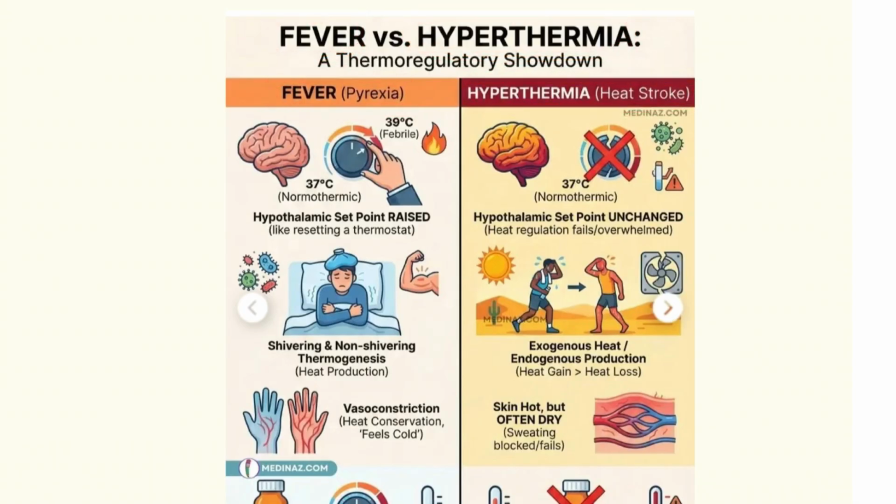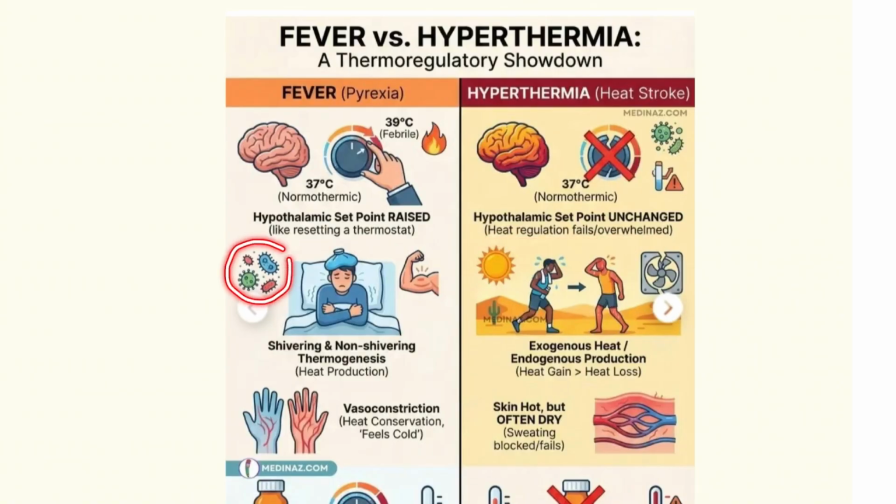So what happens in fever? The hypothalamic set point is raised, like resetting a thermostat. It is reset at 37 to 39 degrees centigrade. The patient becomes febrile as the set point is raised in fever. While in hyperthermia, the set point remains at 37 degrees centigrade, that is normothermic; the hypothalamic set point never changes. Heat regulation fails or is overwhelmed in hyperthermia.